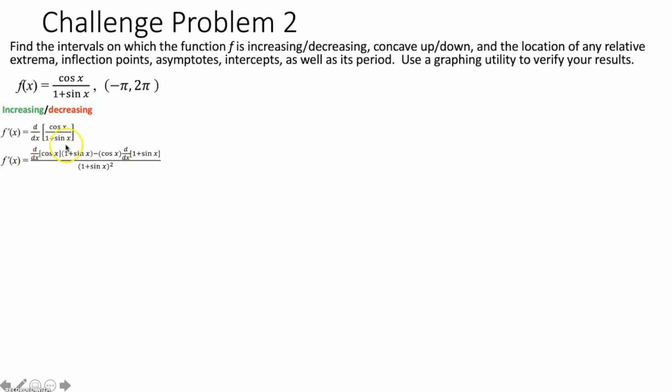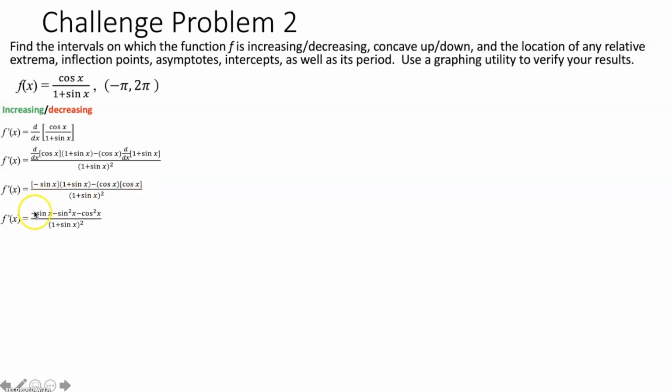Now we're going to take the derivative of each of these terms here. Derivative of cosine of x is just going to be negative sine of x. Derivative of 1 plus sine of x, you take the derivative of 1, which is 0, and then the derivative of sine of x, which is cosine of x. Now I'm going to distribute this negative sine x to the 1 and to the sine x over here. I'm then going to multiply these two cosines together, and I get cosine squared x.